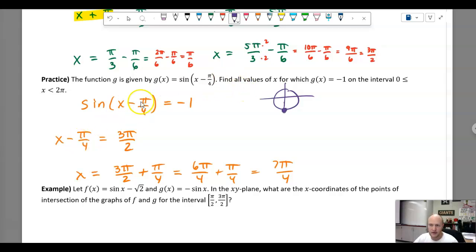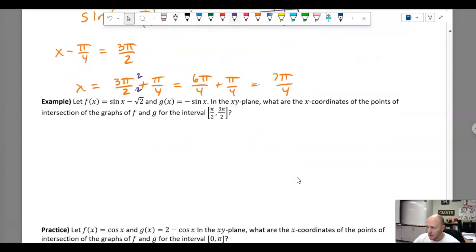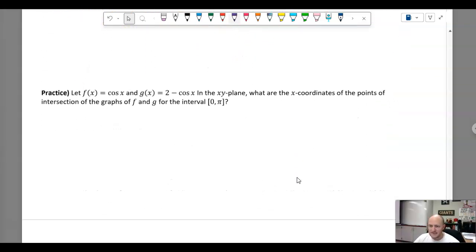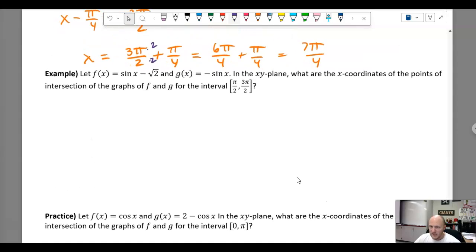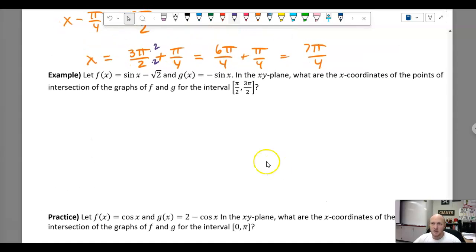So x minus pi fourths, the interior, is equal to 3 pi halves. And I can go ahead and add pi fourths over. You see that here. And really, for this one, it's not too hard. If I add pi fourths, I'm at 7 pi fourths. So if you understand visually or conceptually what's going on, you don't have to find a common denominator. But again, what I did is I found a common denominator, multiplied top and bottom by 2, and added them together. Pretty straightforward.